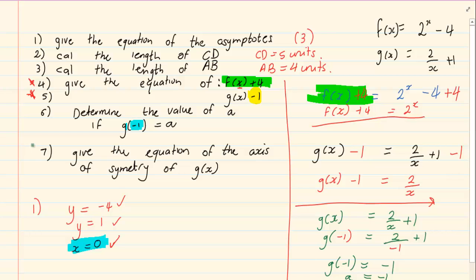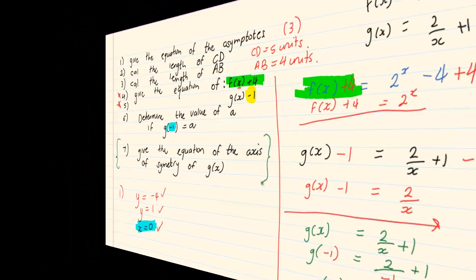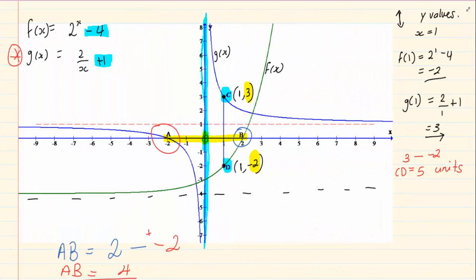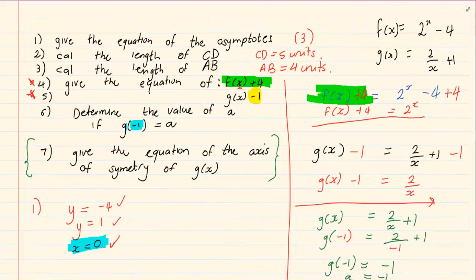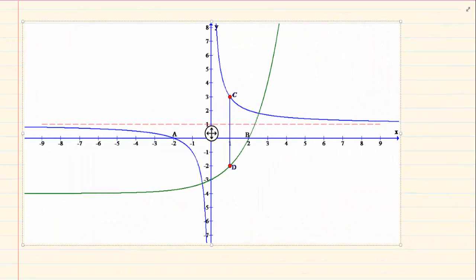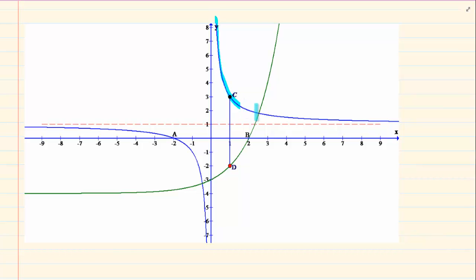Now let's look at the last one. The axis of symmetry. What does axis of symmetry mean? Axis of symmetry means that if I had to fold the graph in half, then the two graphs that are drawn would fit into each other. But look at what they are talking of. They are talking of g of x. Okay, so let us take g of x. Which graph is g of x? G of x is the hyperbola.